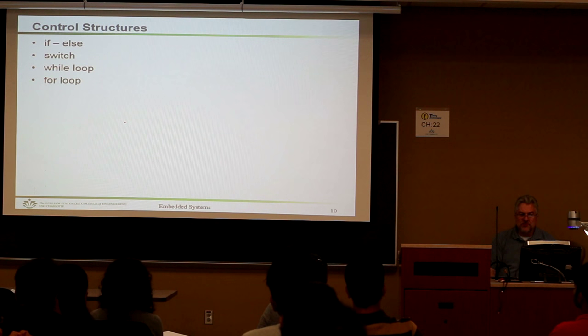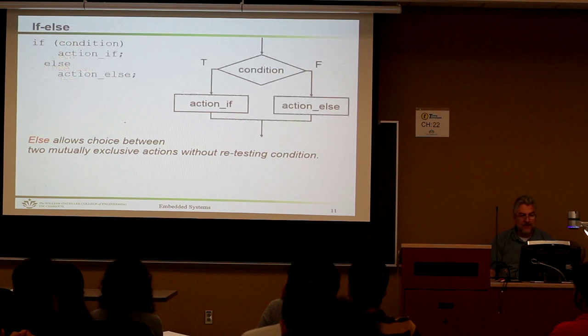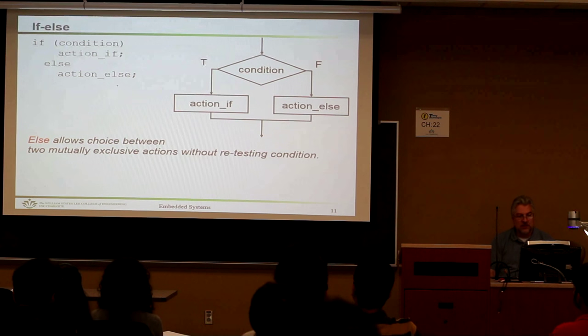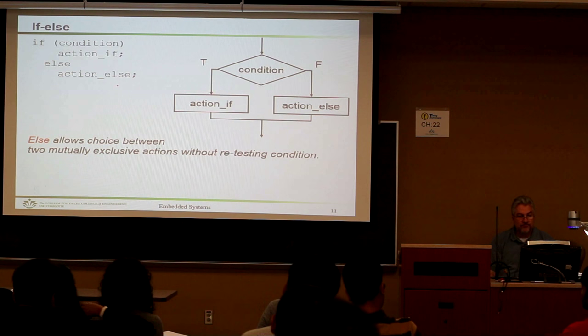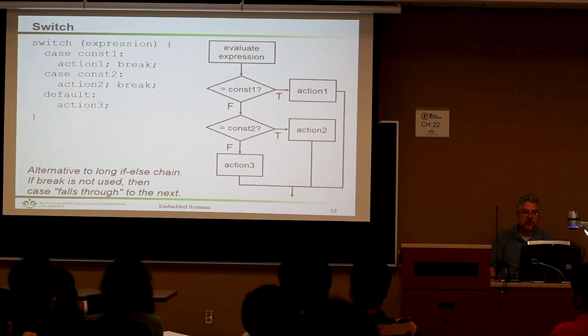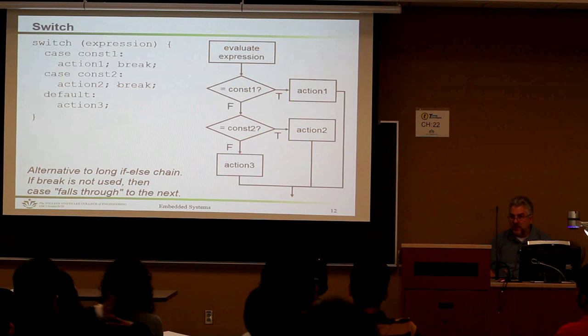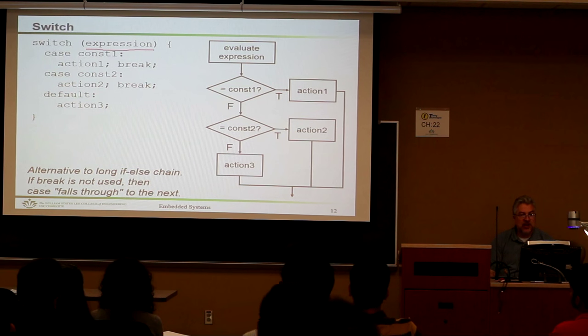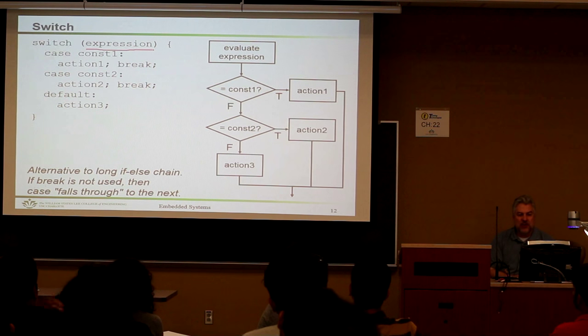I think you're familiar with control structures, so I'm going to go through these really fast. If something, then do an action, else do something else. Remember, you can have curly brackets inside of these if you want to do multiple things. The switch is probably one of the more powerful ones, but with that respect, inside you have an expression, and so you're kind of limited to individual constants.